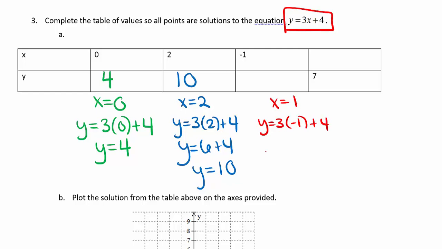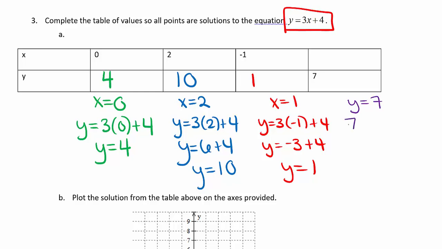If x is negative 1, we get y equals negative 3 plus 4, or y equals 1. So there's my third solution. And then finally, in the last part, we're actually given a y value, but we could still plug in that y value and solve for x.